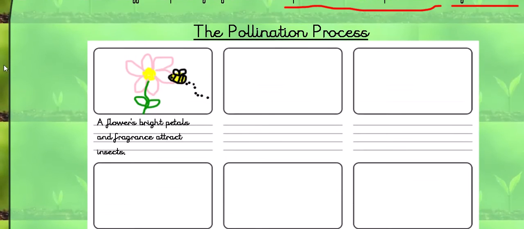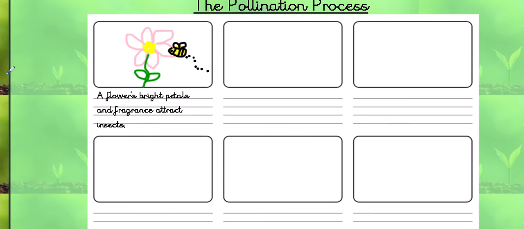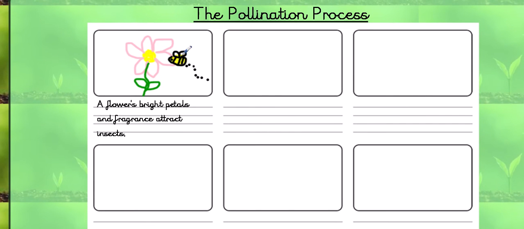So make sure you've got today's date, our can I statement, our title, the pollination process, and then draw yourself 6 boxes or divide your page into 6. You could fold it if you want to have 6 equal squares. Draw your pictures and write your sentence or sentences for each stage of the pollination process underneath. Okay, you could number them if you want to, you could draw arrows if you want to, just to make it really nice and clear.